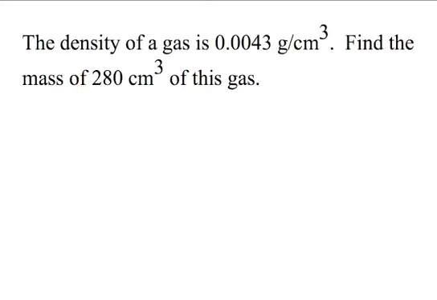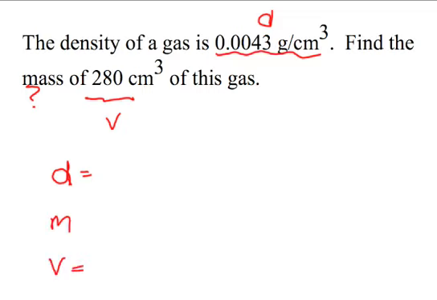And now we're ready for our last example. So the density of a gas is 0.0043 grams per centimeter cubed. Find the mass of 280 centimeters cubed of this gas. Okay, so let's look and see what we've got. Up here at the top they gave us 0.0043 grams per centimeter cubed, that's a density, and 280 centimeters cubed is a volume, and it's asking us to find mass. So let's make our list. We've got D, density, we've got M for mass, and we've got V for volume.